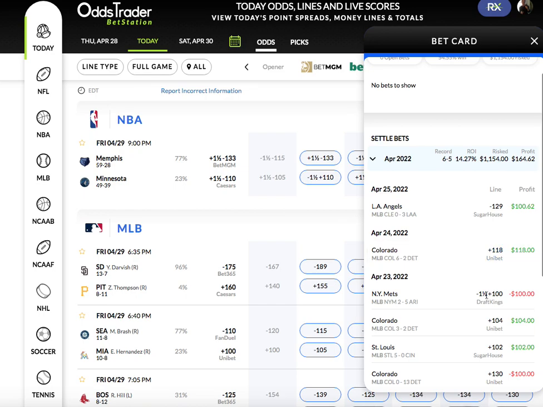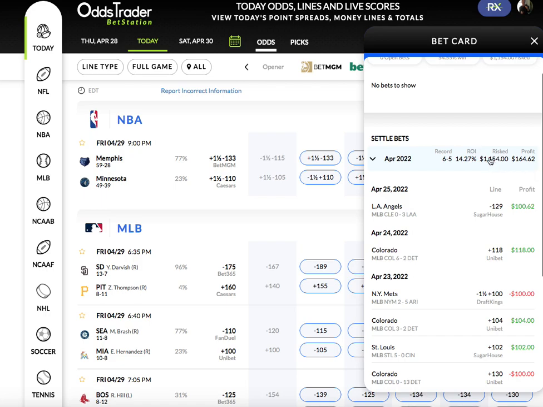It doesn't cost you any money. And again, there are other sites that you can do this with. But what they'll do is they'll track your progress. It tracks your record. It tracks the amount risked. It tracks the amount of profit and gives you an ROI, which, if you don't know what ROI is, just briefly, it's what you risked and then the return on what you risked.